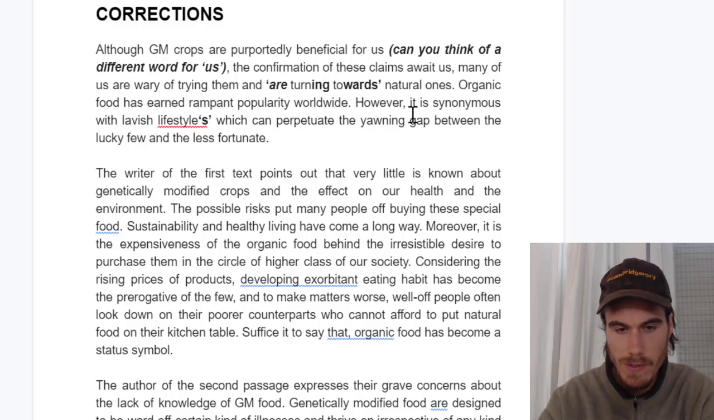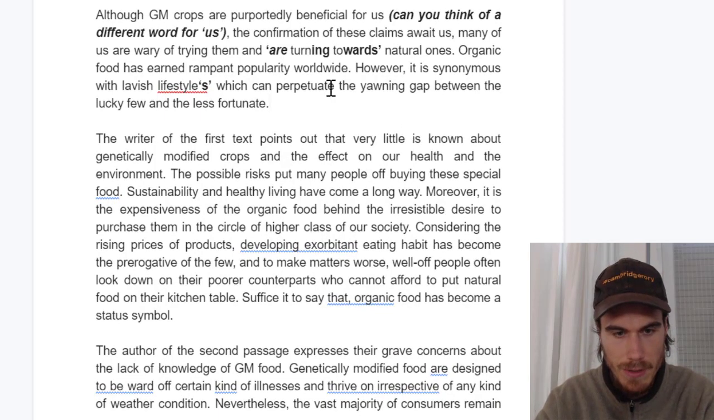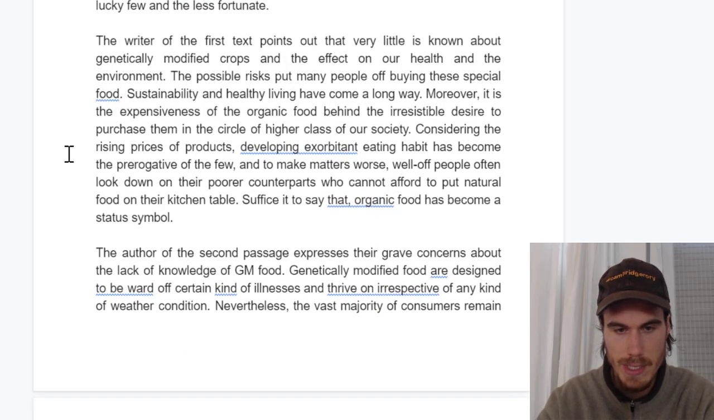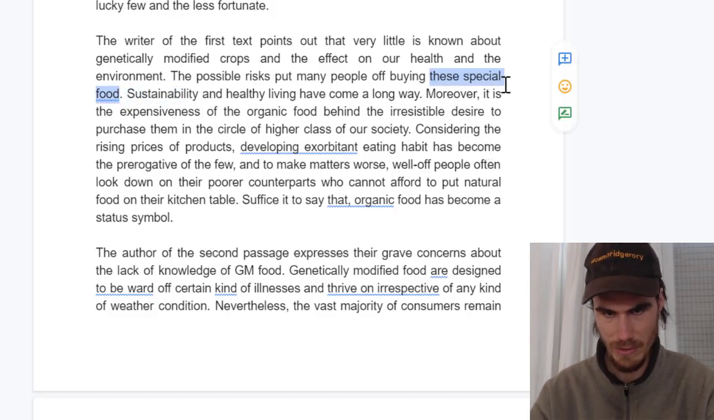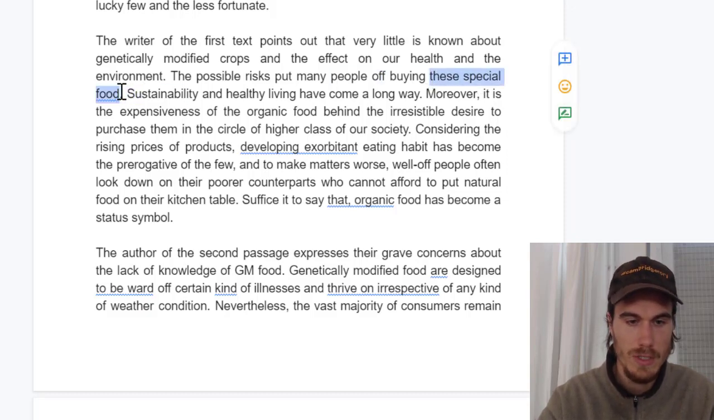Of course, you can read these comments afterwards. I will send you this document. So, however, it is next paragraph. The writer of the first text points out that very little is known about genetically modified crops, and the effect on our health and the environment. So we're going into more detail about it, which is good. I want to see it. Let's keep going. The possible risks put many people off buying these special food. Okay, so you can't say "these special food". Food here is uncountable. So you could say "this special food", or maybe "these types of food" could be an option. But we need to change this somehow.